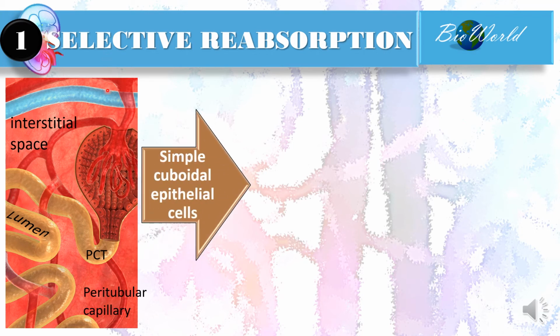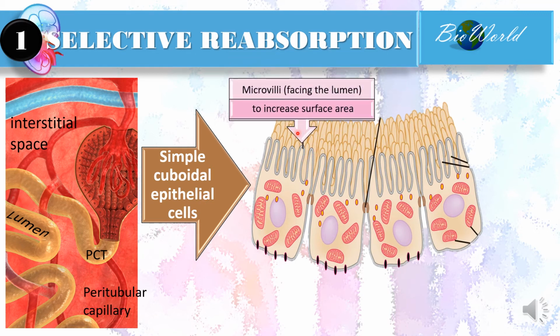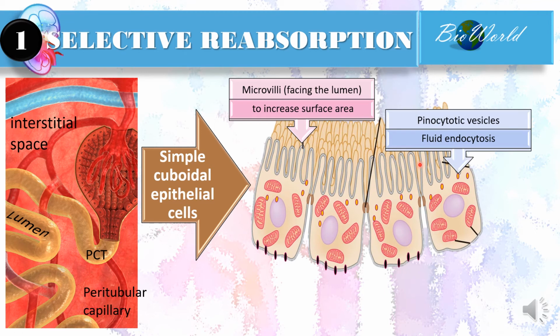The walls of the proximal convoluted tubule are made up of simple cuboidal epithelial cells. These cells have many microvilli on its surface. So, this surface is at times called the brush border. The microvilli will face the inner lumen of the proximal convoluted tubule, and its function is to increase surface area so that reabsorption can happen at a higher rate. To increase the rate of reabsorption, the simple cuboidal epithelial cells can also carry out pinocytosis.